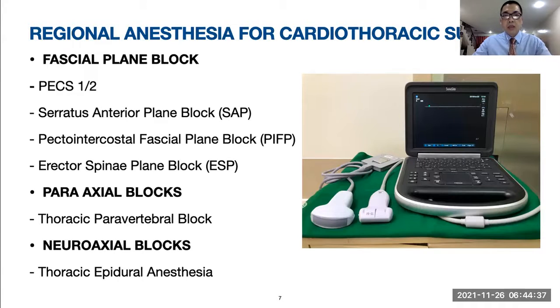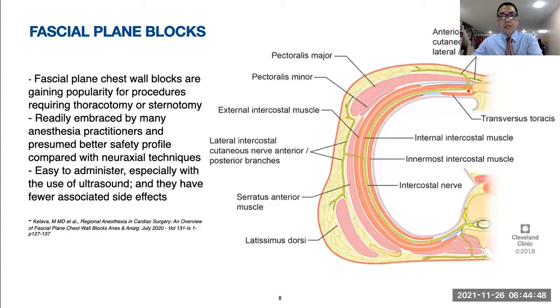The regional blocks that I will discuss for cardiothoracic surgery are the fascial plane blocks, the paraaxial blocks, and the neuroaxial blocks. The fascial plane blocks are gaining popularity for thoracotomy and sternotomy, presumed to have a better safety profile compared with the neuroaxial blocks, and they are easy to administer with the use of ultrasound.